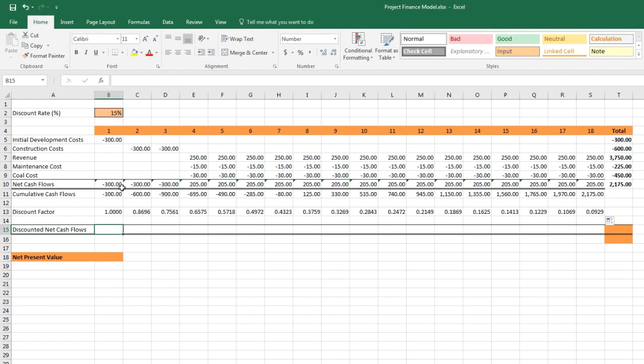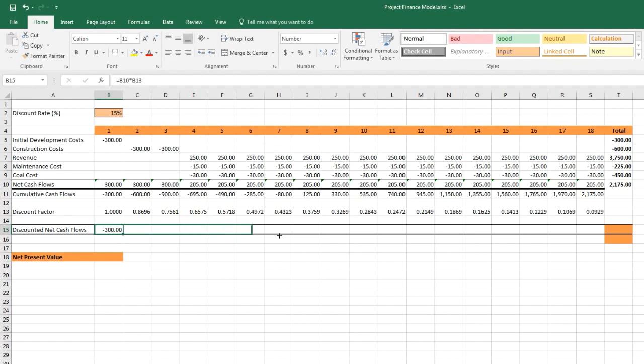To calculate the discounted net cash flows, we multiply the net cash flow with the discount factor. For year 1, the net cash flow is 300 million, which is represented by cell B10, and if we multiply it by the discounting factor of 1, we should get the discounted net cash flows. The formula equals B10 multiplied by B13, and that should give us an answer of 300 million. That is, 300 multiplied by 1 should give us 300 million.